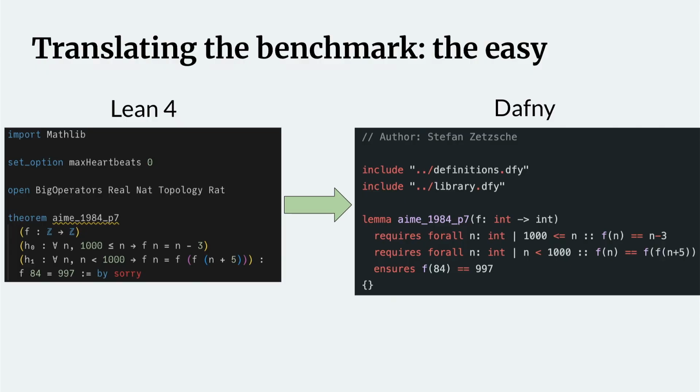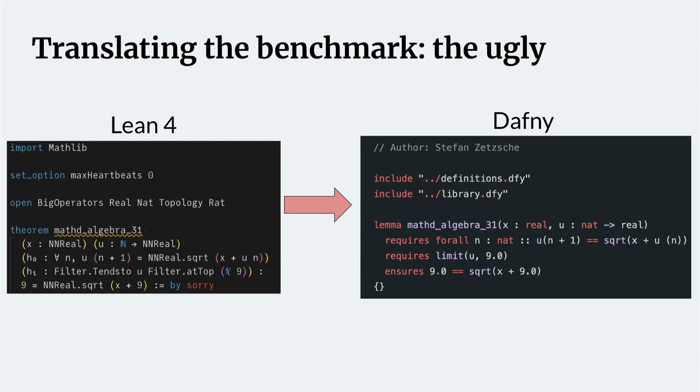And notice that we include our proprietary definitions and library. That's something I'm going to come back to. But not everything is so easy. Some translations were quite ugly, especially ones that leverage the mathematical library of Lean called mathlib. So there's a good reason why import mathlib is there at the top of the file.